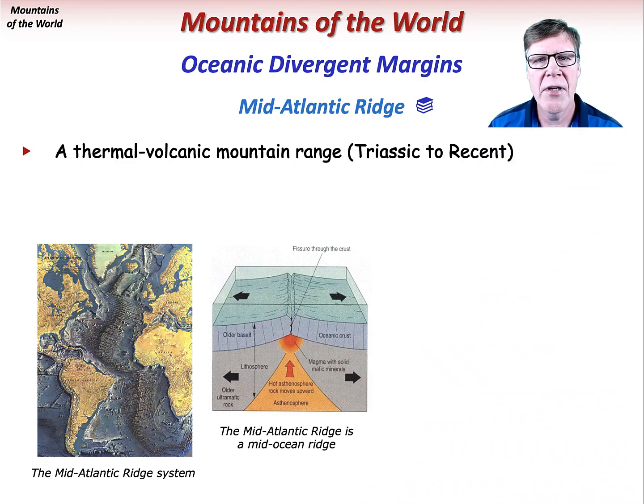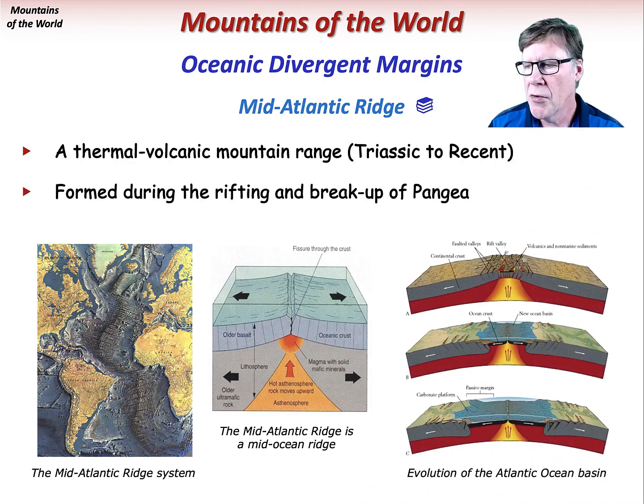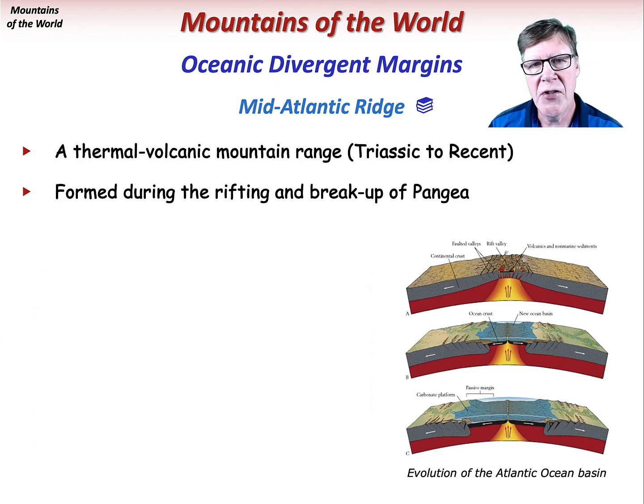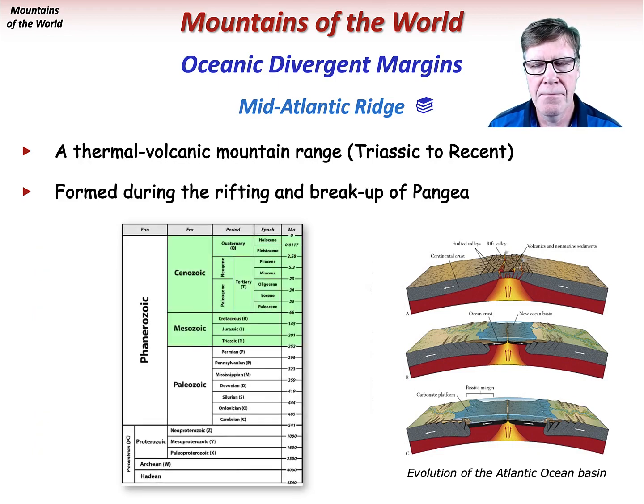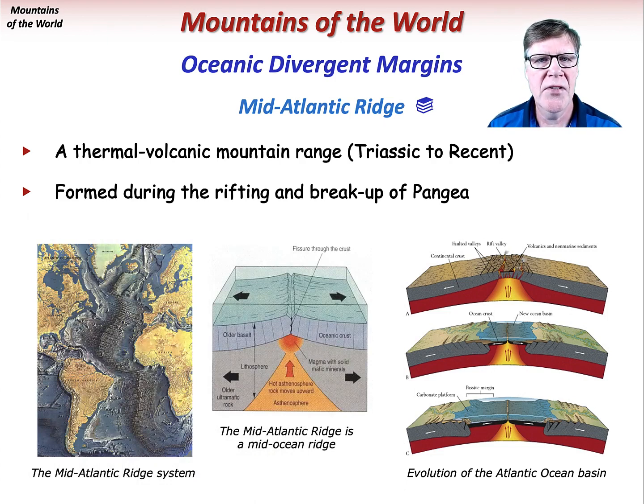The Mid-Atlantic Ridge was originally formed during the rifting and breakup of Pangaea in the Triassic period, and continues to form today. It is a relatively slow-spreading ridge, roughly 2.5 centimeters per year, and at roughly 16,000 kilometers in length, the only portion that is above sea level is at Iceland.